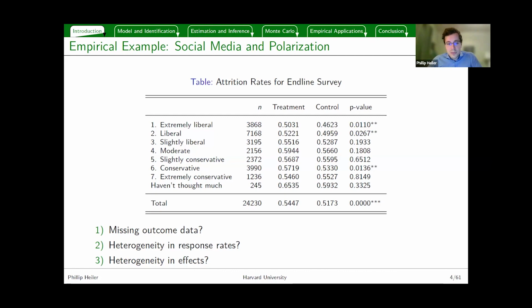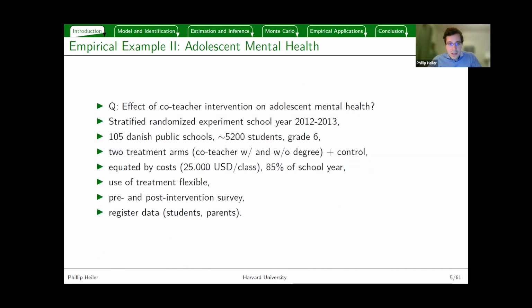Another example is an experiment that we ran in Denmark, which is concerned with a co-teacher intervention. A co-teacher here is basically a second teacher that joins in 6th grade, almost throughout the whole school year.